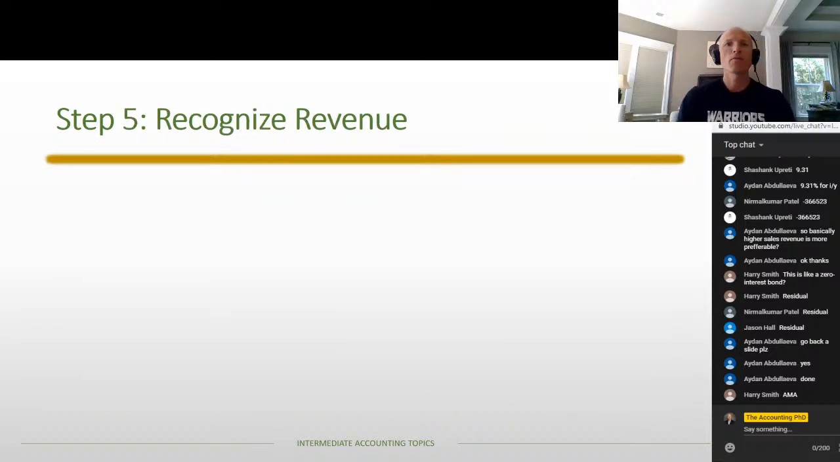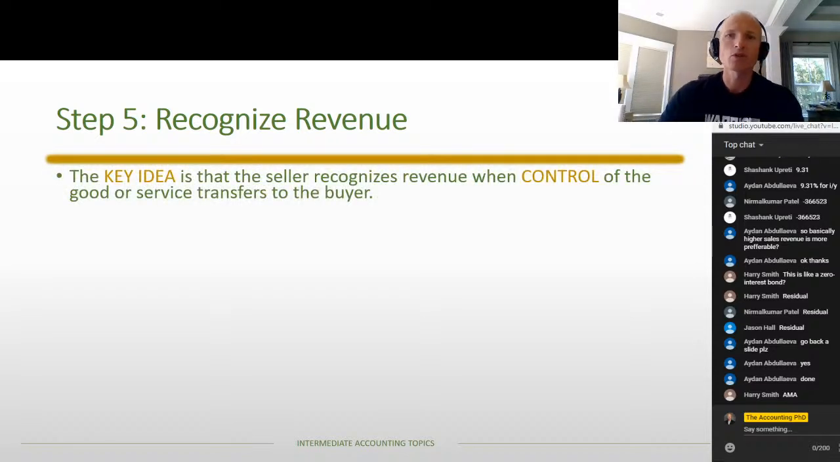All right. Step 5, recognize the revenue. So step 4, we've just finished up. Step 5, recognize the revenue. This one's just conceptual, so there's not a whole lot going on here in terms of calculation. But the key idea is that the seller recognizes revenue when control of the good or service transfers to the buyer. So when control transfers to the buyer, that's when the seller is going to recognize revenue. This is just the general idea. When control transfers, that's when they recognize revenue.